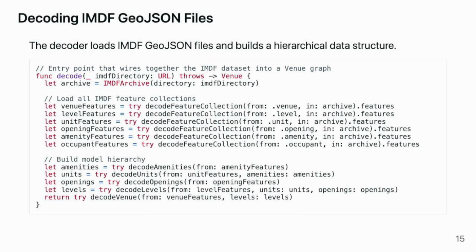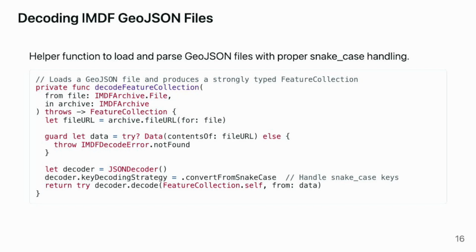The first is decoding IMDF GeoJSON files into Swift model objects. This decode function is the entry point. It loads all the IMDF dataset from the archive directory, then builds a hierarchy data structure that mirrors the IMDF layer structure. The helper function loads individual GeoJSON files and parses them into feature collections using Turf.js.